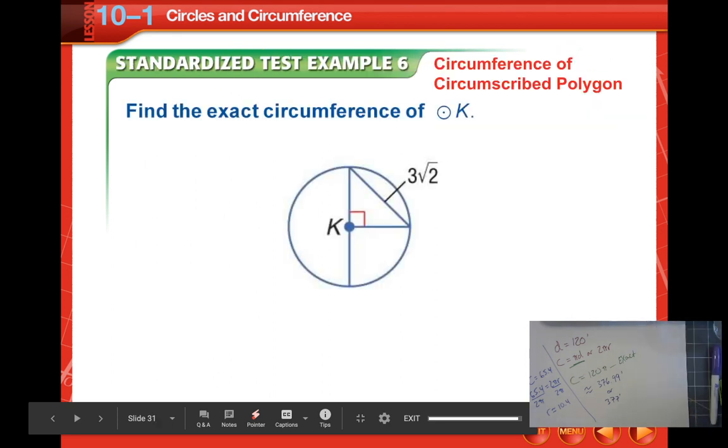Find the exact circumference of K. This is the kind of question that I expect from the honors level. It's still good for you to know this, but this will not be something I will ask you guys. We have the exact circumference of circle K. We know that this right here and this right here are both radii. This is the diameter here. So these legs of this triangle are the same. We don't really know what they are, but if the legs are the same, that should tell us what kind of triangle this is.